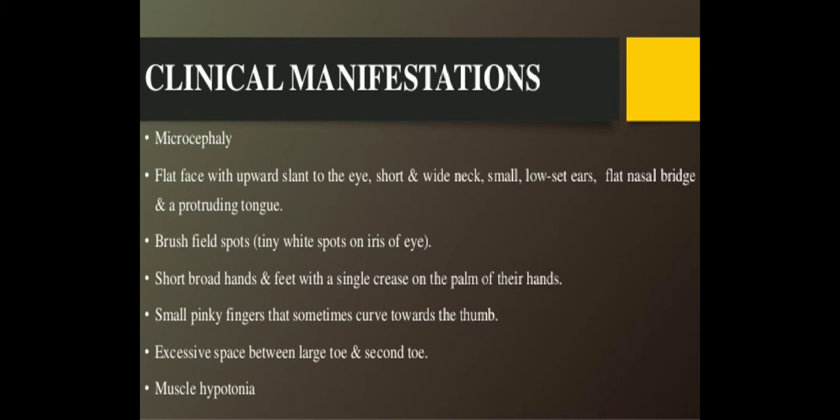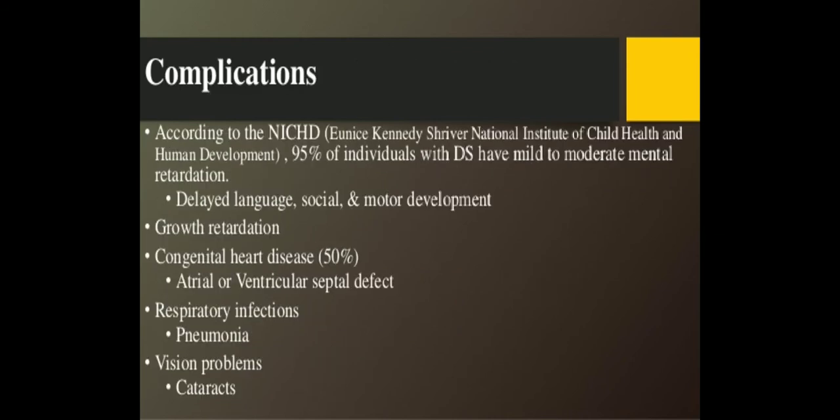Brushfield spots, that means tiny white spots on the iris of the eye, short broad hands and feet with a single crease on the palm of their hands. Usually we have multiple creases in our palm, but the Down syndrome baby will have only a single crease on the palm of their hands. Small pinky fingers that sometimes curve towards the thumb, excessive space between the big toe and the second toe, and muscle hypotonia. The muscle will be hypotonic.